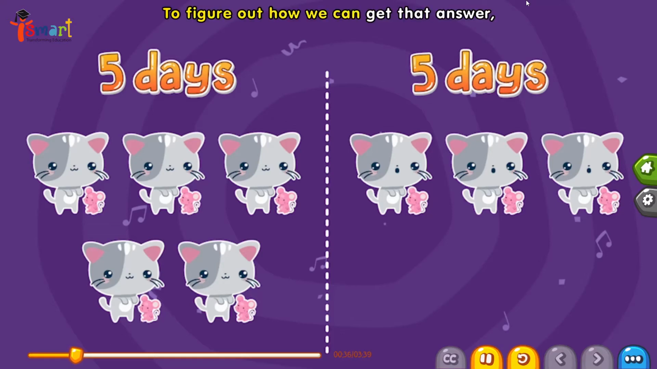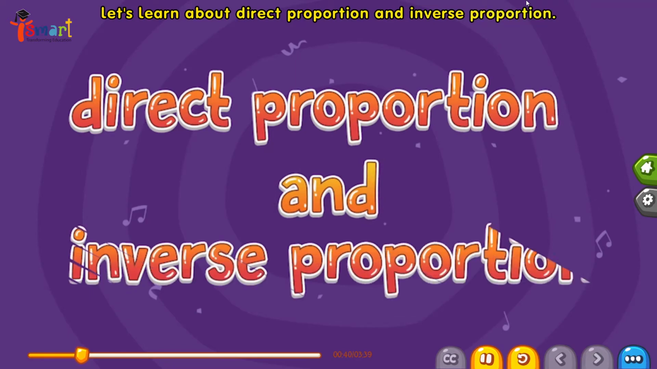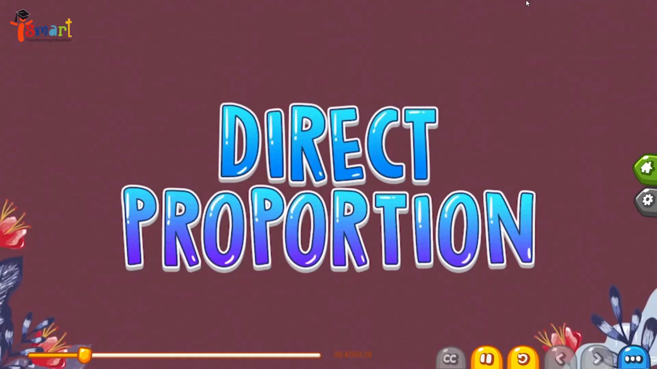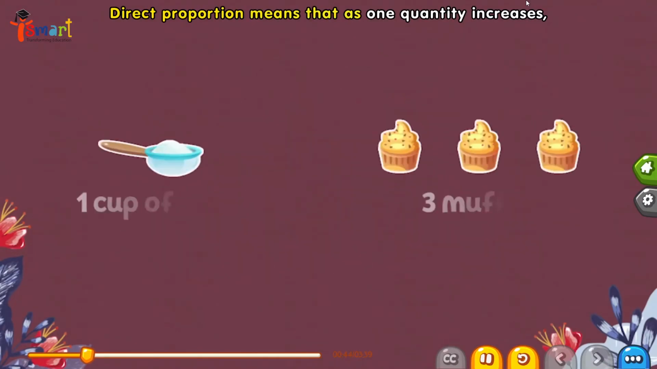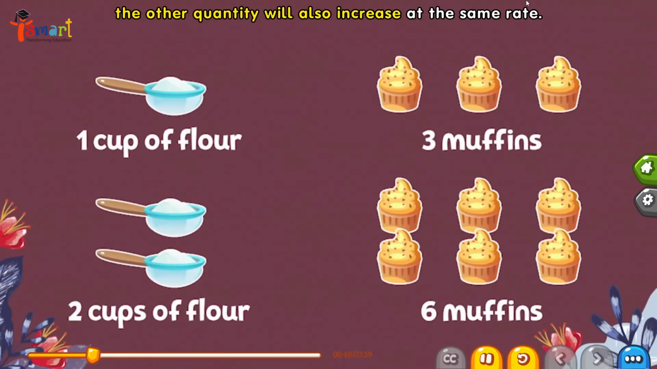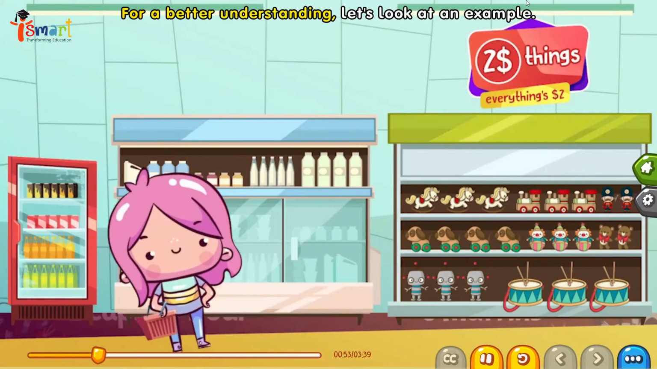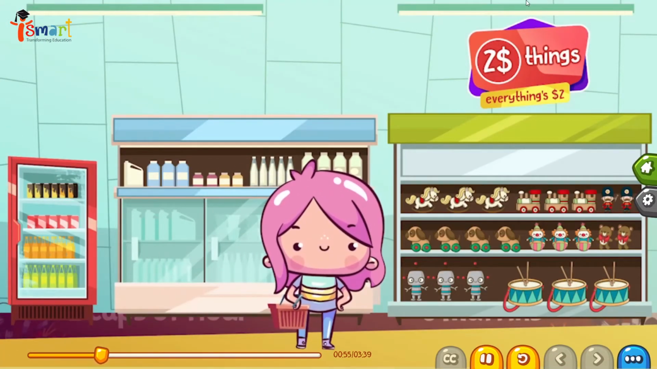To figure out how we can get that answer, let's learn about direct proportion and inverse proportion. Direct proportion means that as one quantity increases, the other quantity will also increase at the same rate. For a better understanding, let's look at an example.